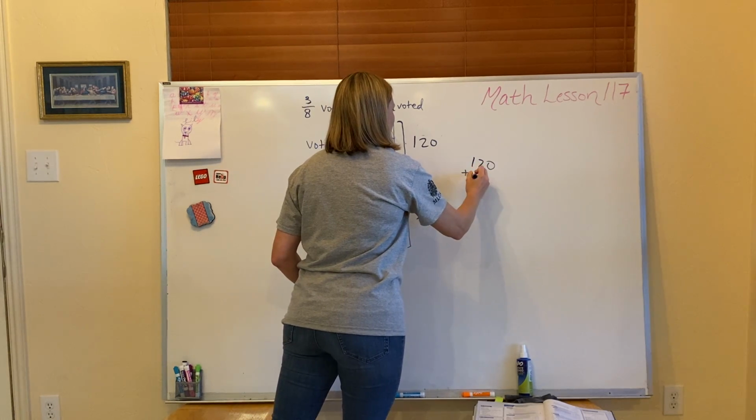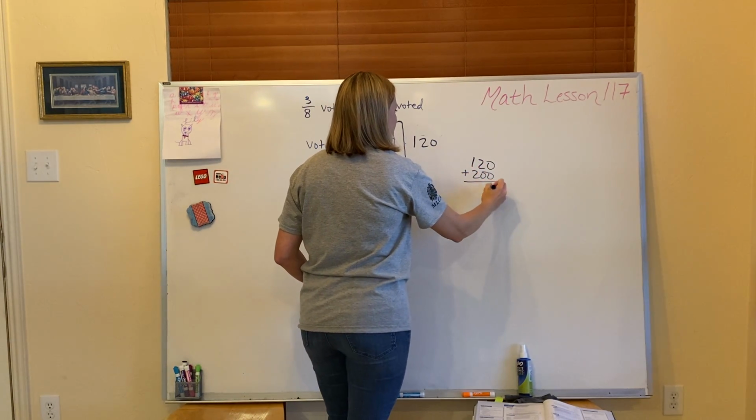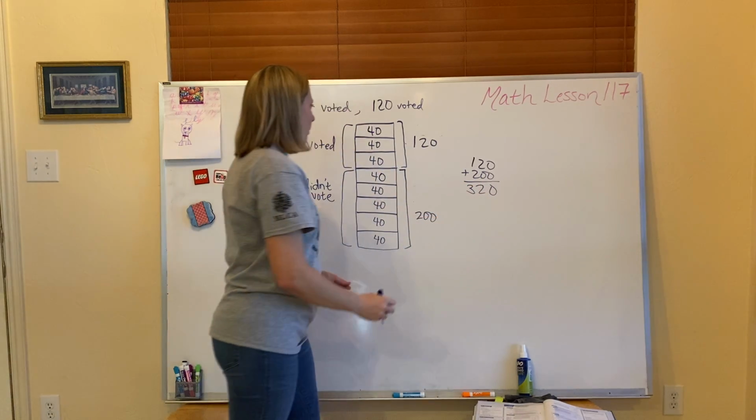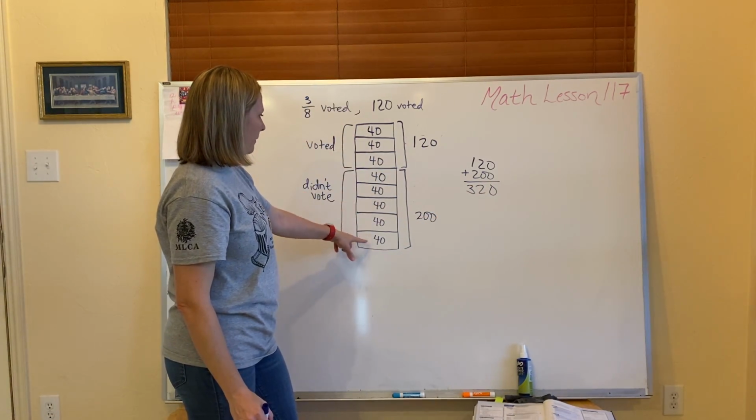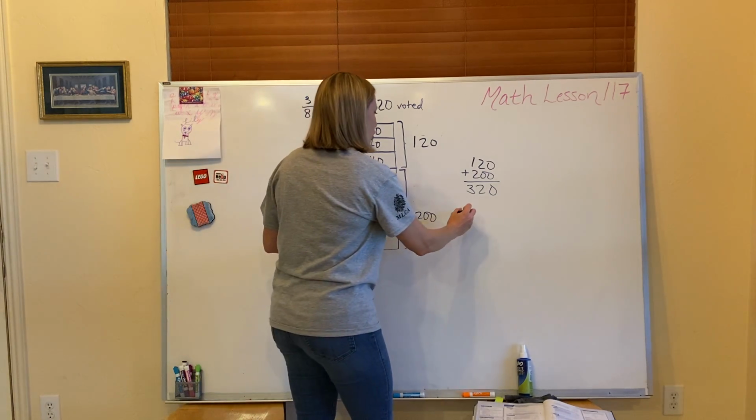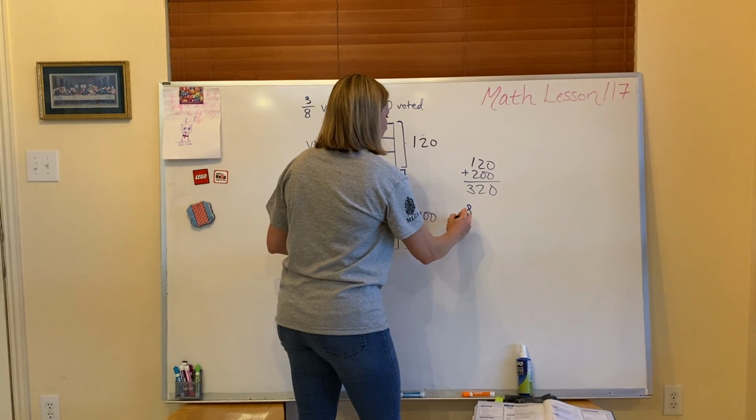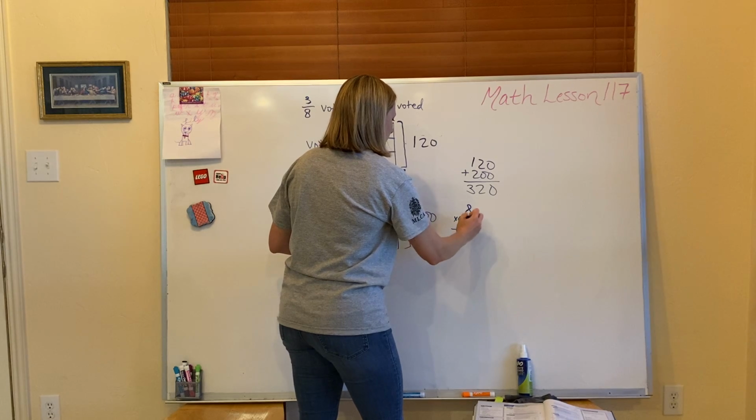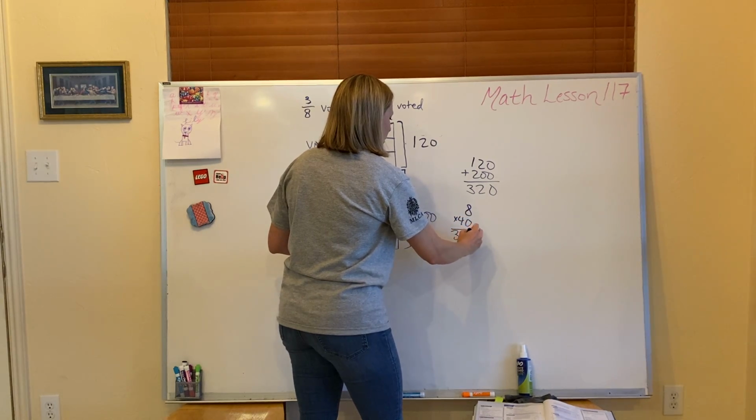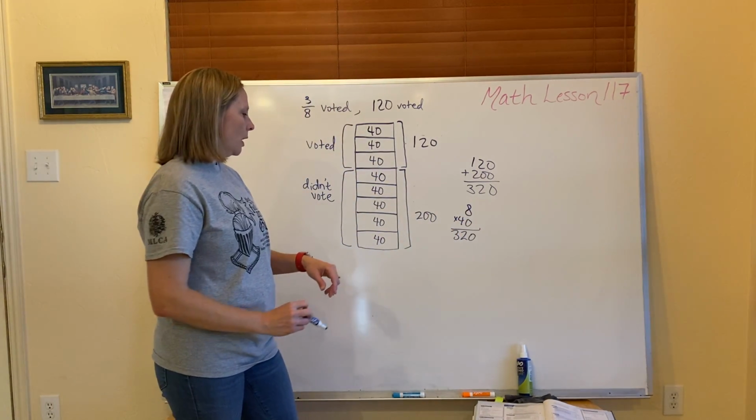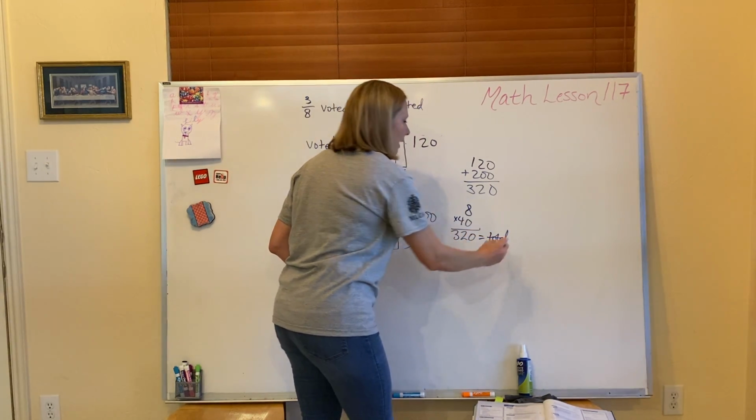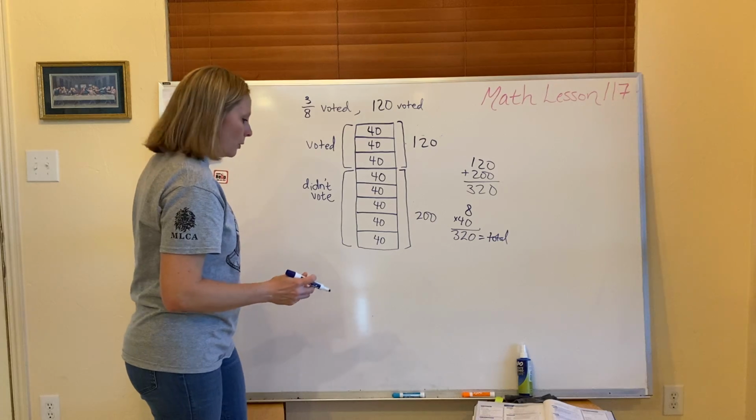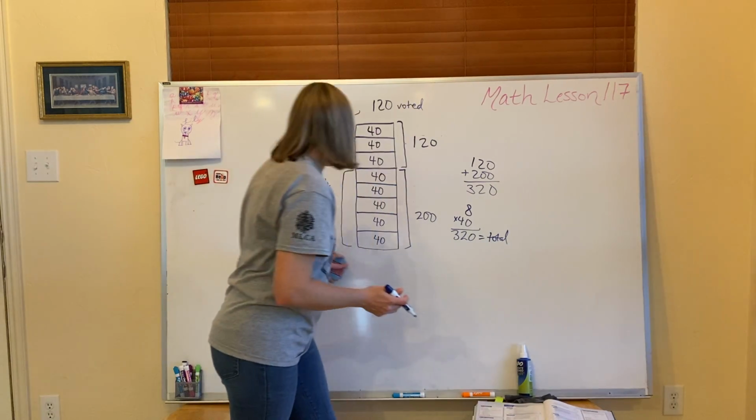Let's add these together to figure out how many townspeople we have total. 120 plus 200 is 320. We could also multiply. So we know we have eighths, so we have 8 pieces with 40 in each. 8 times 40 is 320. We have 320 townspeople total. That was kind of easy, wasn't it? We'll do example 2 as well.